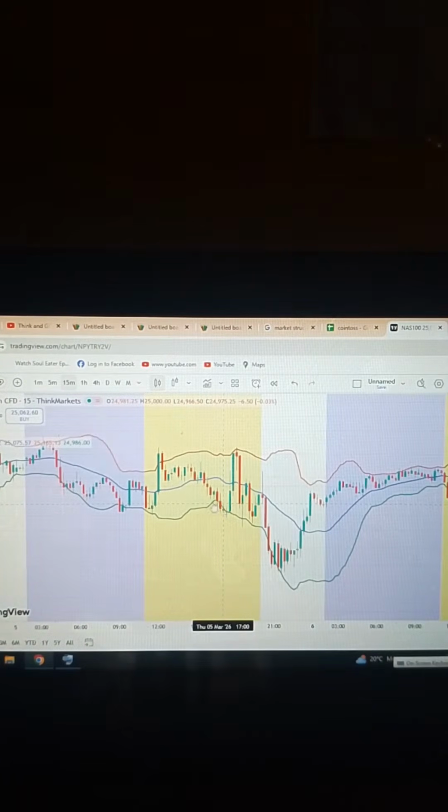Even someone who entered here could have waited for it to touch the upper band, and they would have made a lot of profits, you see. And also here. But for me, guys, I wanted more confirmation. That's why I always insist: wait for the market to close below the 20 MA so that you can enter sell.